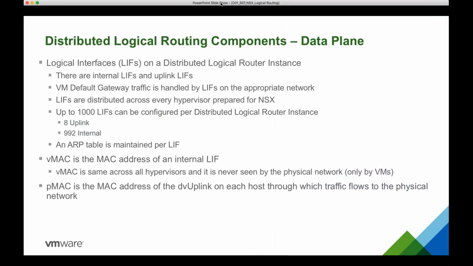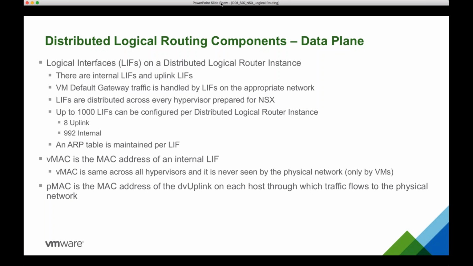So the distributed logical router components in the data plane. This is on each one of the hosts. Logical interfaces are LIFs. These are the actual little legs that hang off of a distributed logical router that you would say is .1. This is where you're going to create your subnets. Just as if you were to create one on a physical router, when you create a LIF and you give it an IP address of 172.16.20.1, that is now that subnet. So that's what you're going to create, and those are the LIFs.